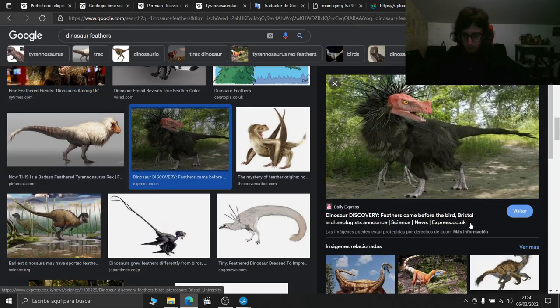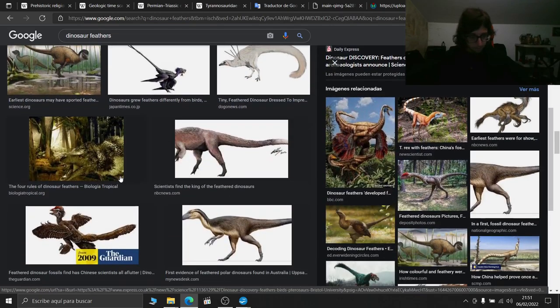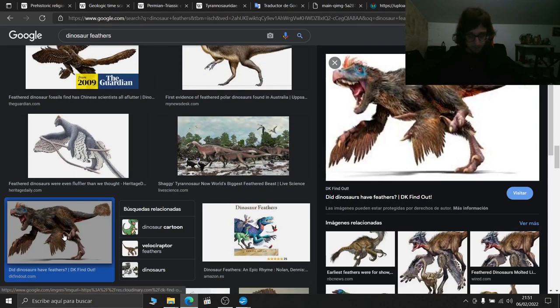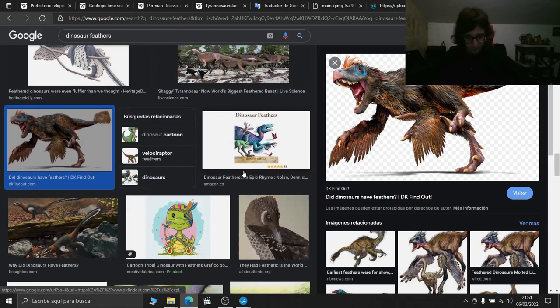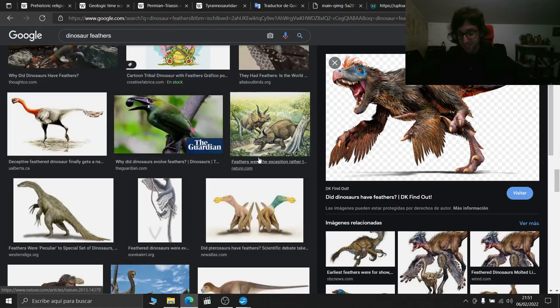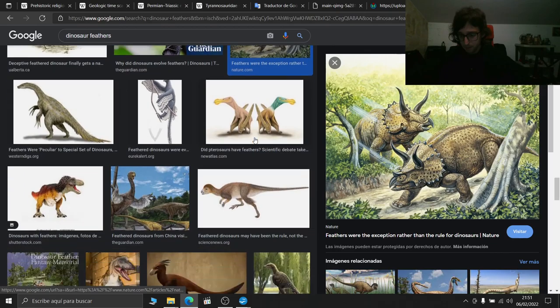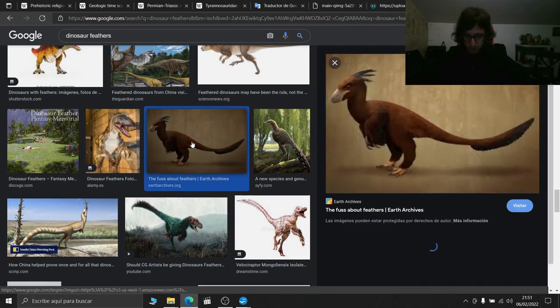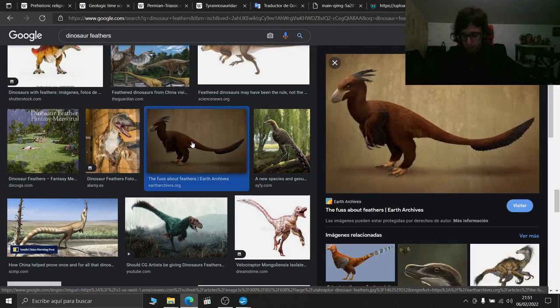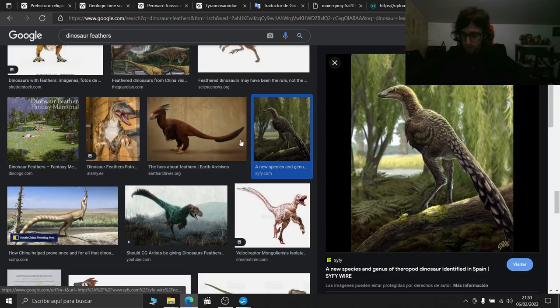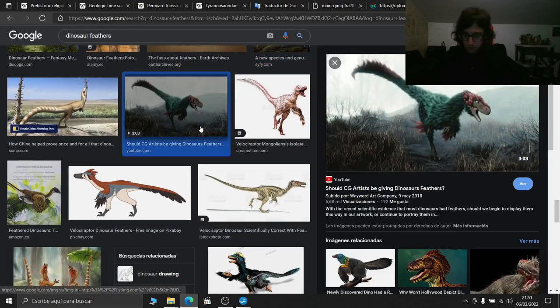Feathers came before the beard. They look very weird, but it's what the scientists believe. I suppose the researchers are still going. Soon, artists will be giving dinosaurs feathers.